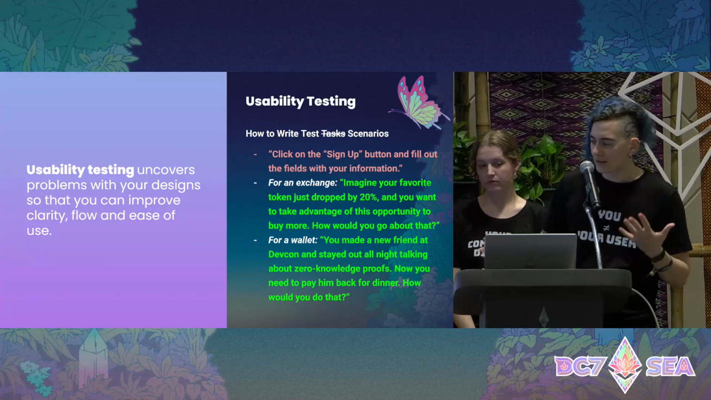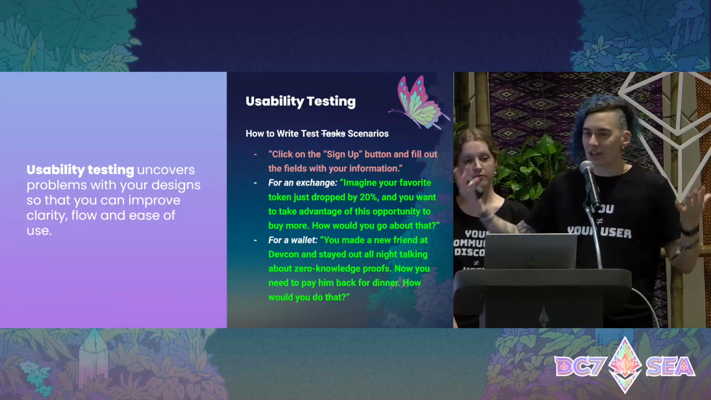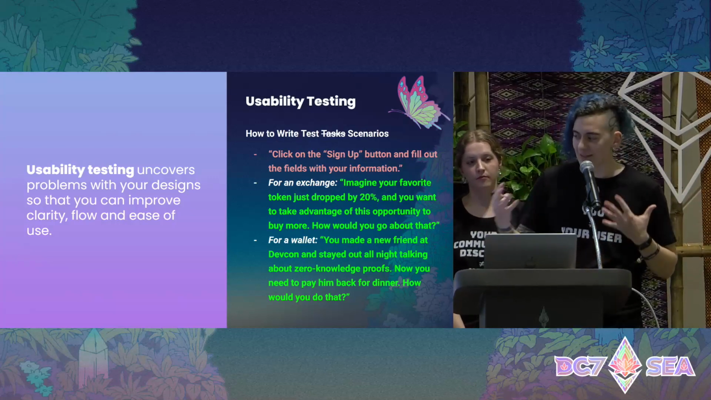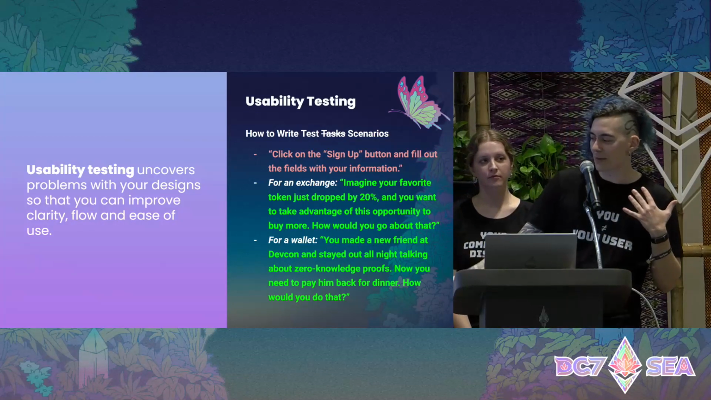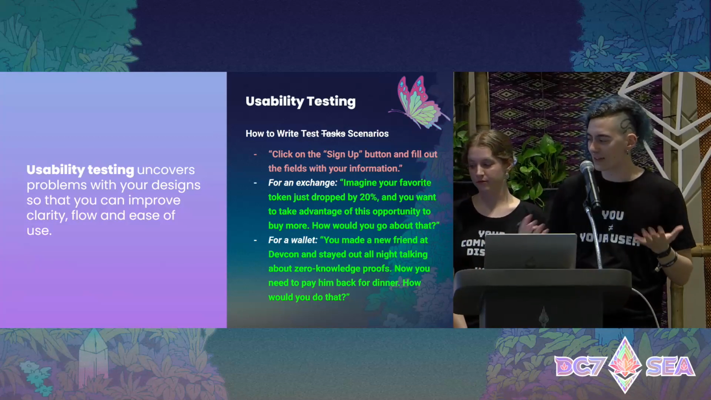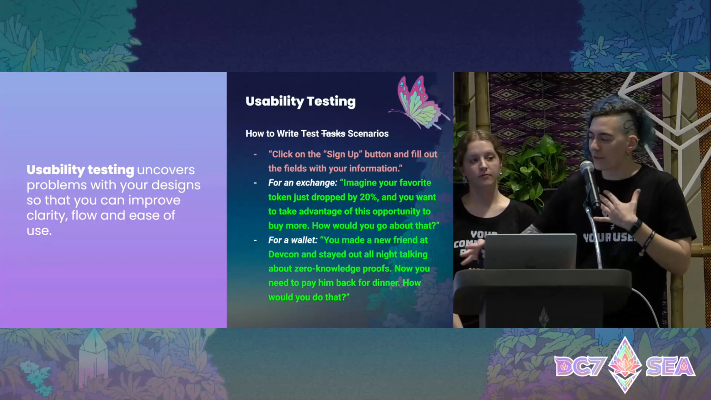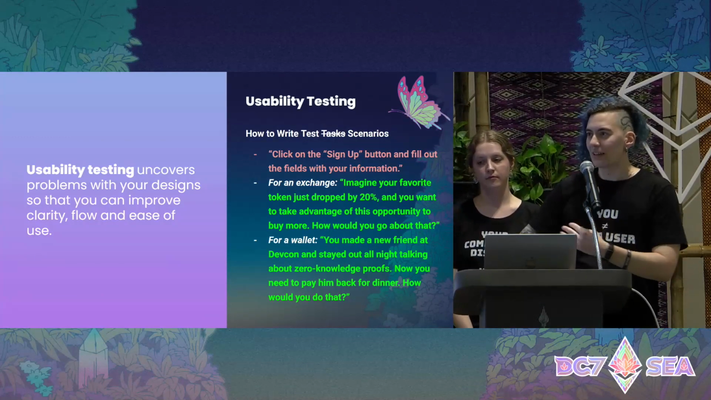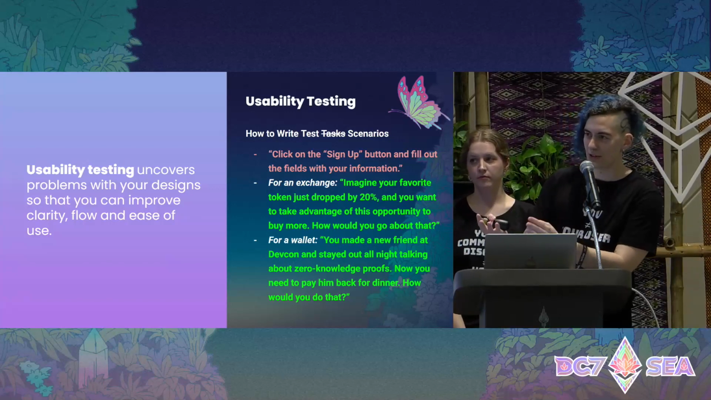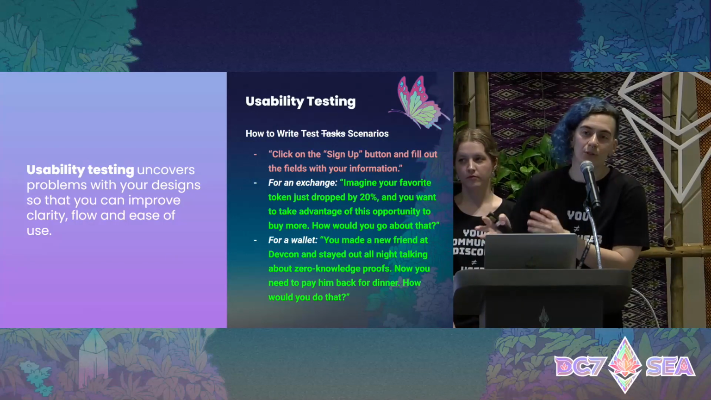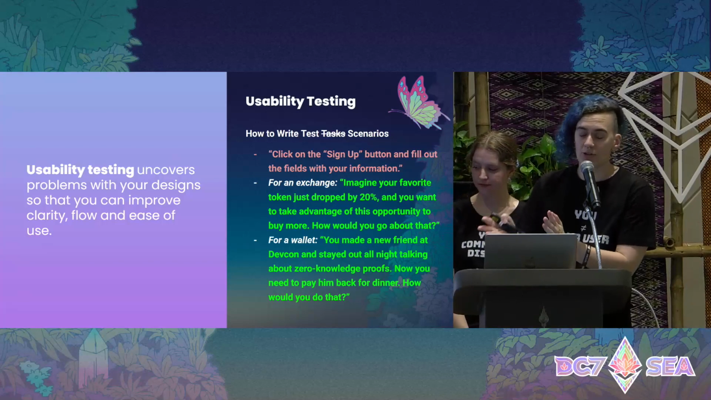So, for example, if you're testing an exchange, you can say, okay, imagine, it's often good to start the test scenario with imagine. Imagine your favorite token just dropped 20%, you want to take advantage of this opportunity to buy more. How would you do that? So you see it's phrased more like a question, like a hypothetical scenario, and that invites your tester to do whatever is most natural for them to do. And then you learn about how they would do it in your actual product.